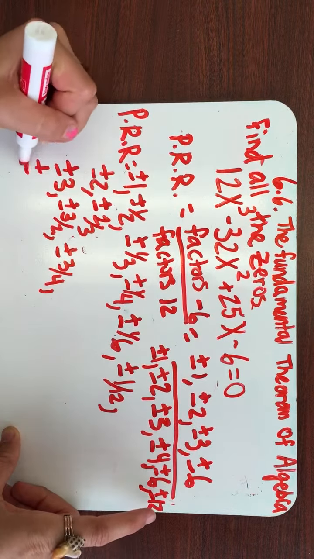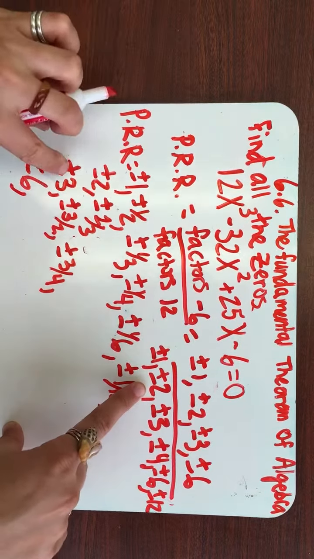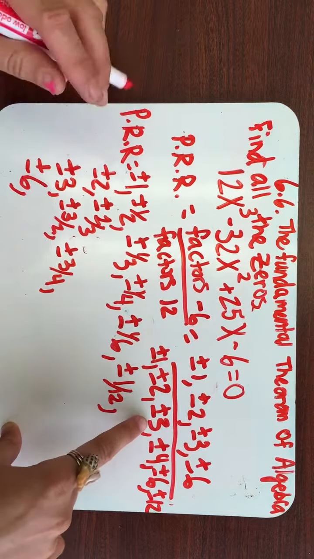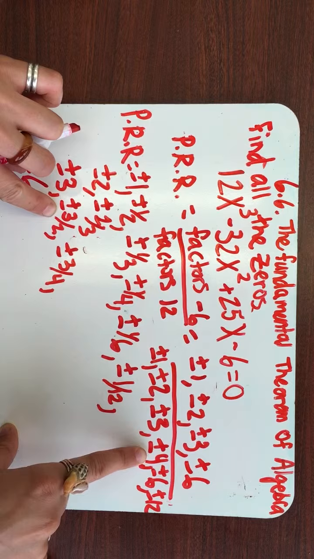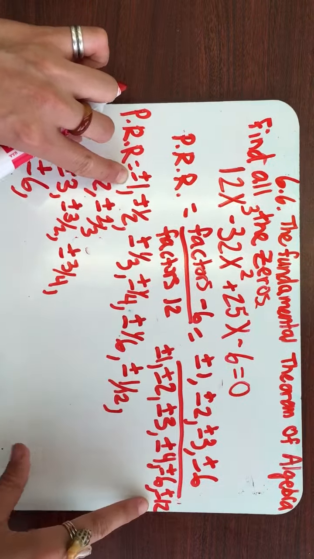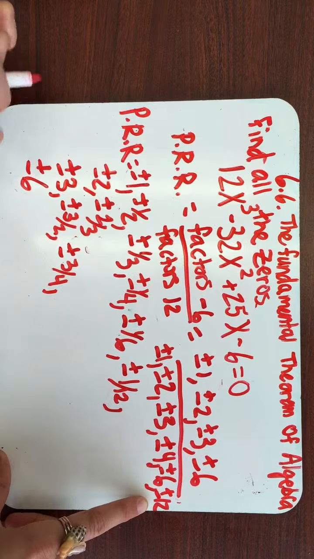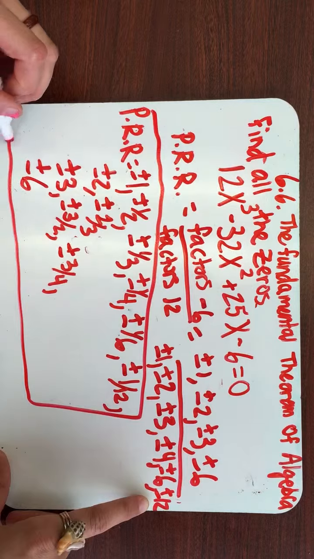Moving on to 6. 6 over 1 is 6. 6 over 2 is a 3, we have. 6 over 3 is a 2, we have that. 6 over 4 reduces to 3 over 2, we have that. 6 over 6 is a 1, we have. And 6 over 12 is a half, we have that. Okay, so these are the possible rational roots. This is what it could be.